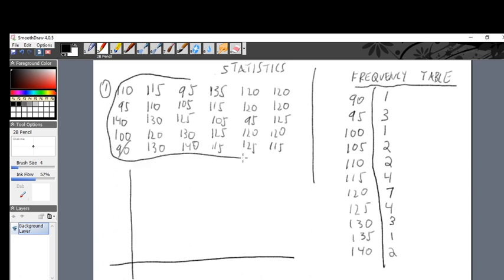We've used it once to show a frequency table. Now we want to use the same data and our frequency table, and we want to make a bar graph. We're going to use our frequency table to do that.